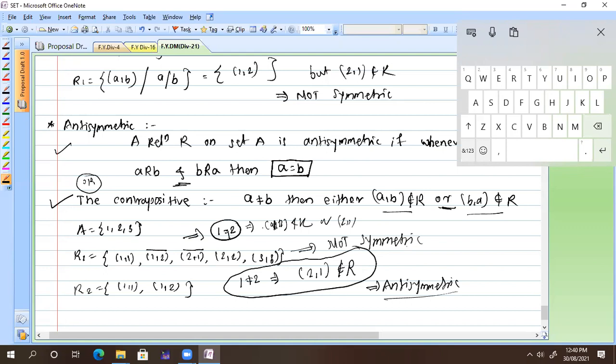Sir, how is the second one anti-symmetric? See whether 1 is not equal to 2 is true. Yes, 1 is not equal to 2. What does the second definition say? Either (A, B) is not there, or (B, A) is not there. One of them should be satisfied. So what about (2, 1)? (2, 1) is not there. That's it.